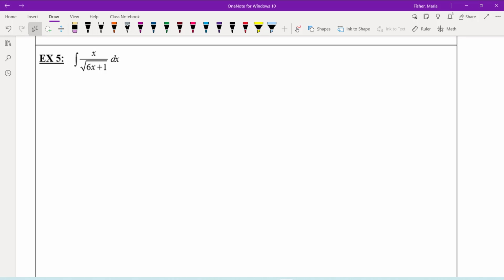Number 5 is the indefinite integral of x over the square root of 6x plus 1. Well, there are two ways to do number 5. One way you already learned, it's a change of variable or a double linear problem that you would have seen in Calculus 1. And the other way to do this is using integration by parts.